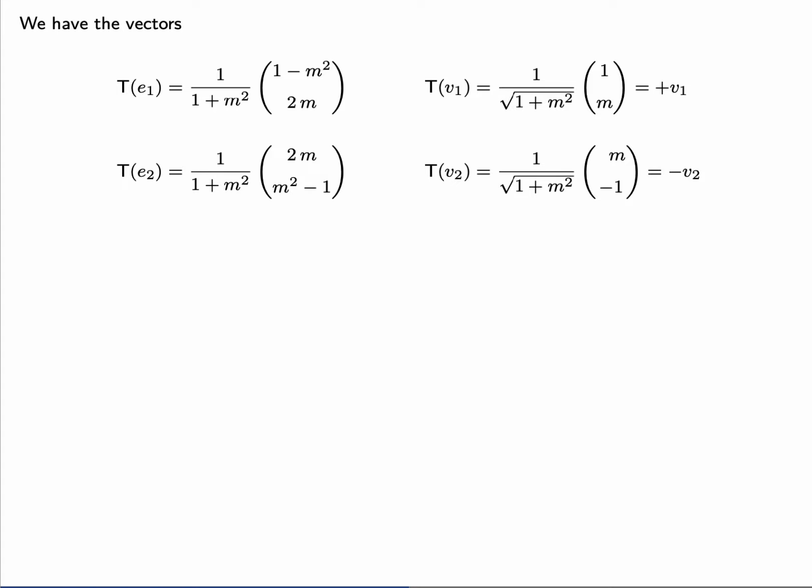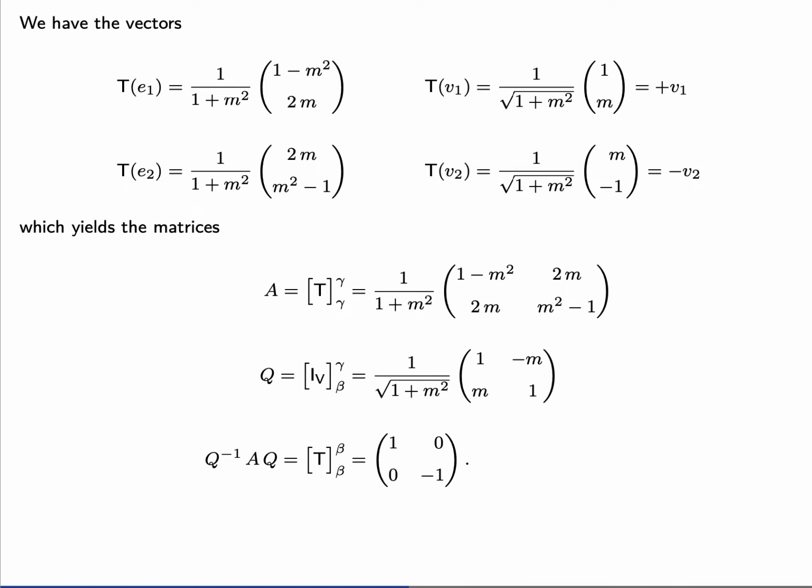T of v1 is positive v1. This should make sense because if we're reflecting over the line L, then it really shouldn't do anything to the line L itself. However, for v2, T of v2 is negative v2. Again, this should make sense because if we have a direction pointing above in the perpendicular direction, T will send that to pointing below, in the negative of the perpendicular direction.